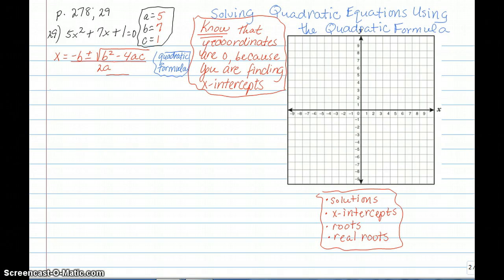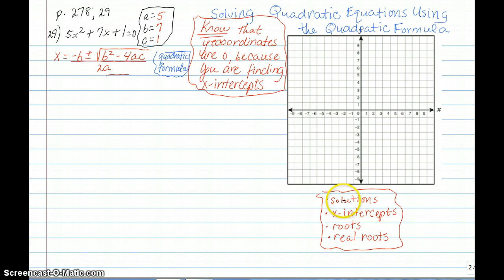So we're going to solve quadratic equations using the quadratic formula, which is x equals negative b plus or minus the square root of b squared minus 4ac all over 2a. And the quadratic formula gives you the x coordinates, and you will know the y coordinates because they're always 0 whenever you have x intercepts, because your solutions are your x intercepts or your roots or real roots.